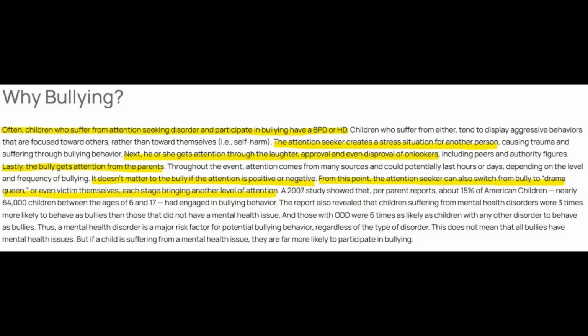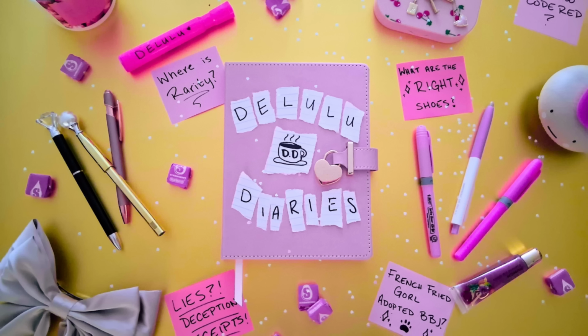"The attention seeker creates a stress situation for another person. Next, he or she gets attention through the laughter, approval, or even disapproval of onlookers. Lastly, the bully gets attention from the parents. It doesn't matter to the bully if the attention is positive or negative. From this point, the attention seeker can also switch from bullying to drama queen or even victim themselves. Each stage brings another level of attention." I don't know about you, but I can see those same patterns in Amberlynn today.